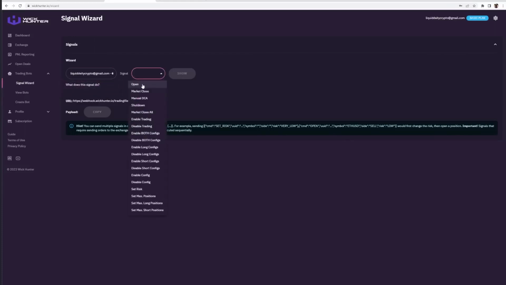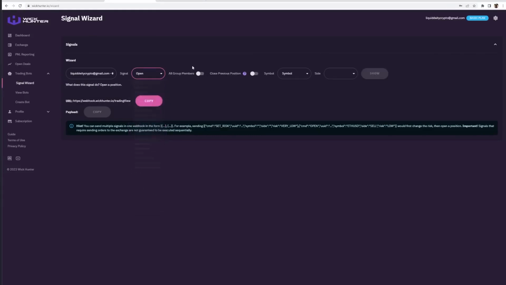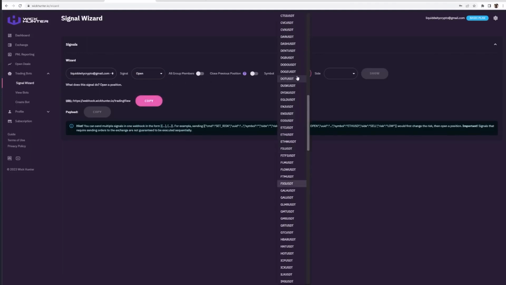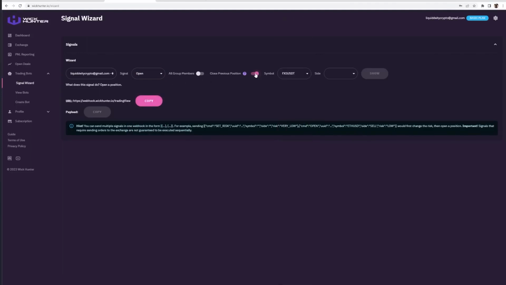And there are two kinds of orders that we're interested in, open or market close. So I'm going to select open, and now we have all of this other profile show up. The symbol again was FXS. And if you're not hedging your orders and you want to close your previous position, so if you're in a short, you would flip to long, and you want to ensure that that previous position is closed. And we can either trade in the buy or sell. So that's long or short.